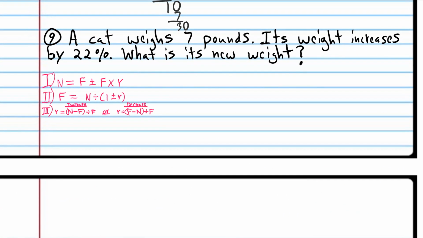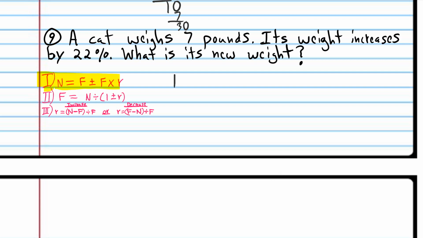So this is just the basic problem. You have a 7-pound cat, and you're going to increase its weight by 22%. So that's the first type of problem. It's just the basic percent increase or percent decrease problem. In fact, let me keep that highlighted because that's the one we're using.